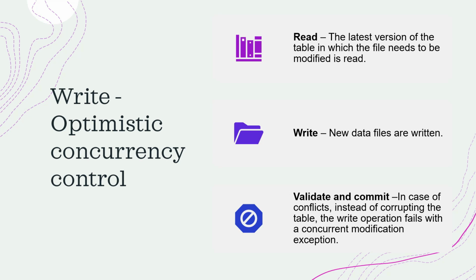We are writing our new files, and now the third step is, in case there is a conflict, instead of corrupting the table, the write operation fails with a concurrent modification exception. If there is no concurrent request, if there are no conflicts, then we will simply read the latest version, write it, and validate and commit. Essentially, this validate step ensures that there are no conflicts before making a commit.